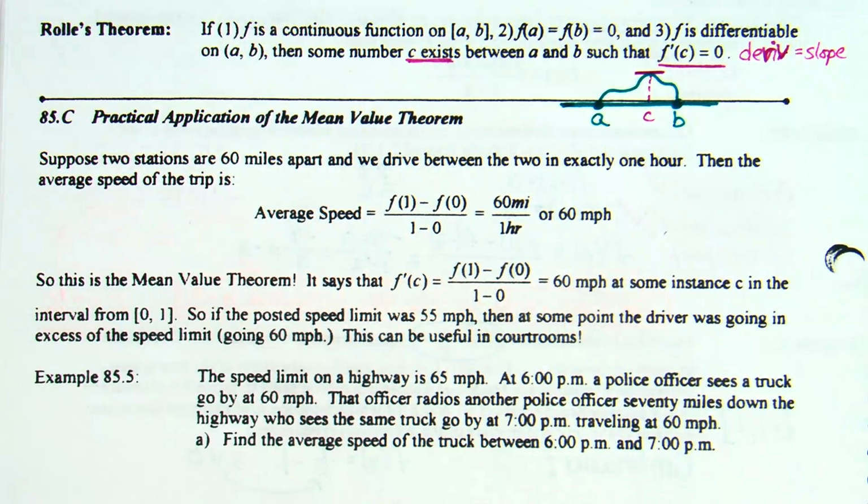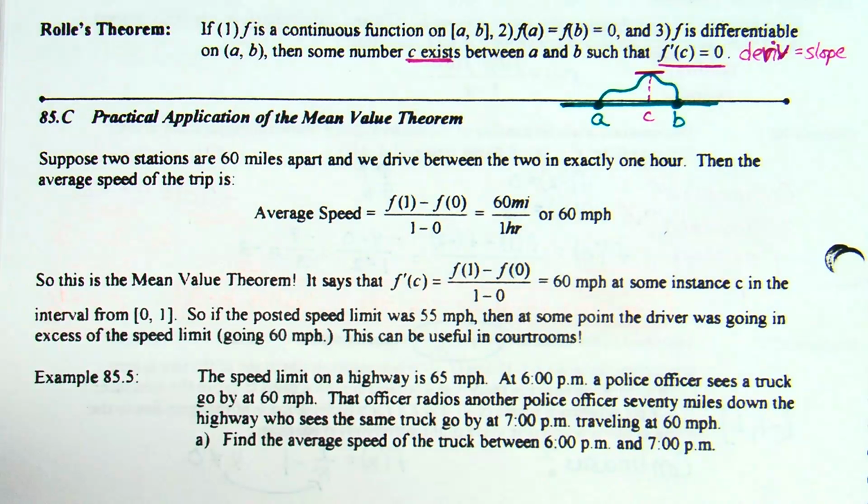Okay, so at some point, you had to have been going 60 there. I'm not saying you were the whole time. And in all honesty, if you were going below 60 at some point, then you had to be going above 60 at some point for it to all average out. Okay, so let's look at the example and see how we can apply this.